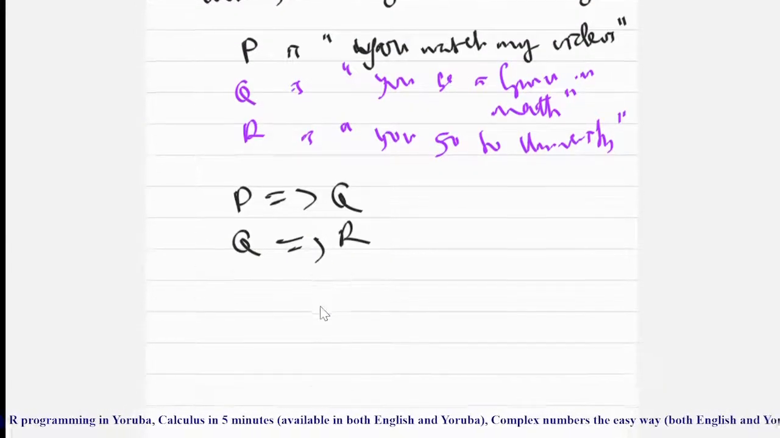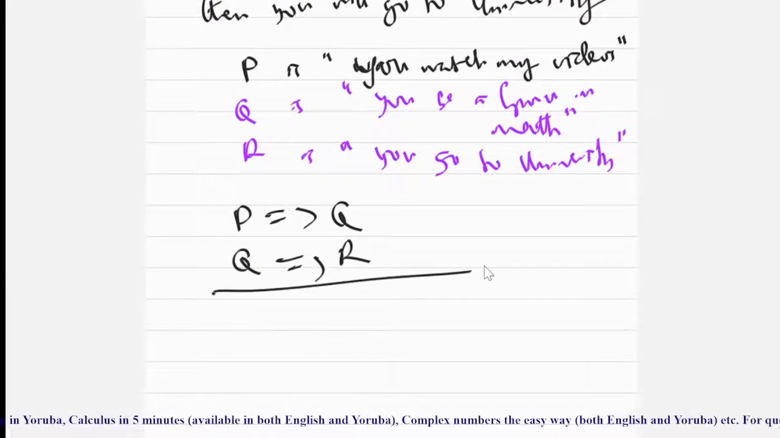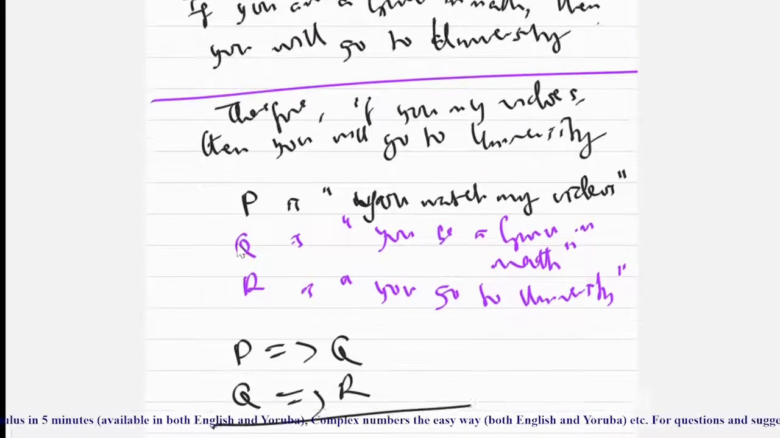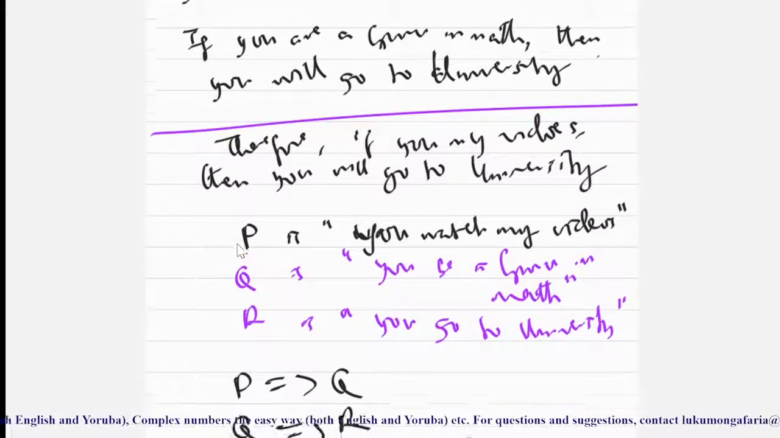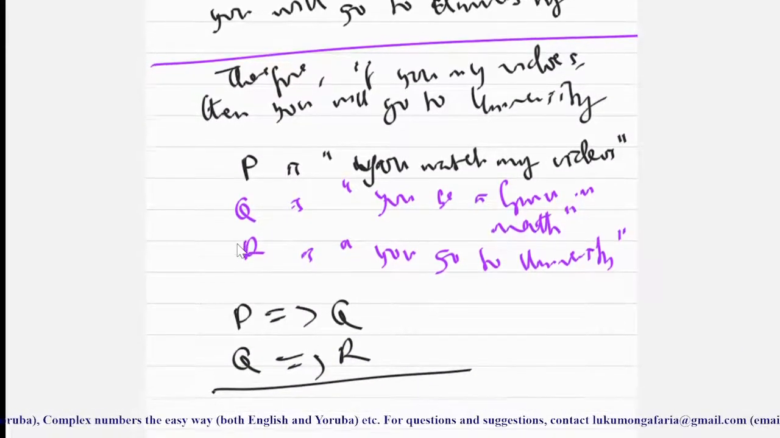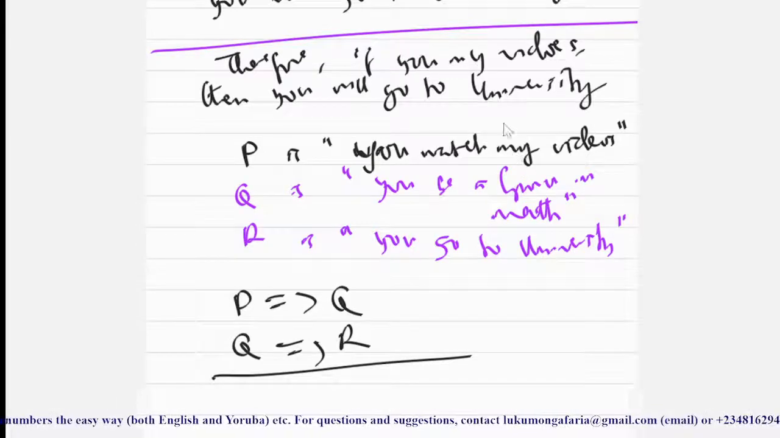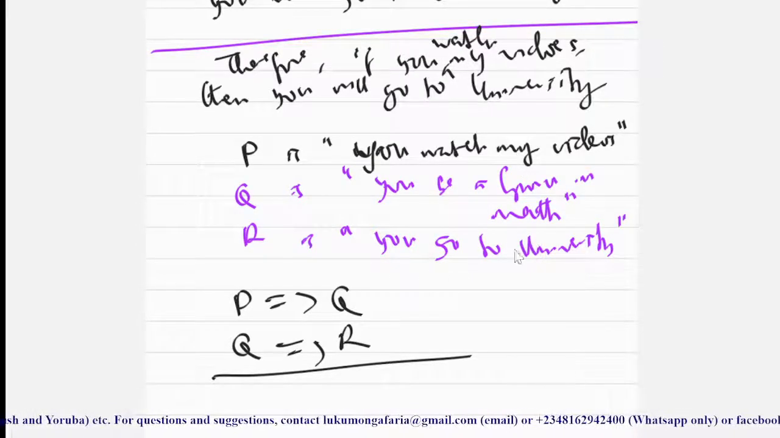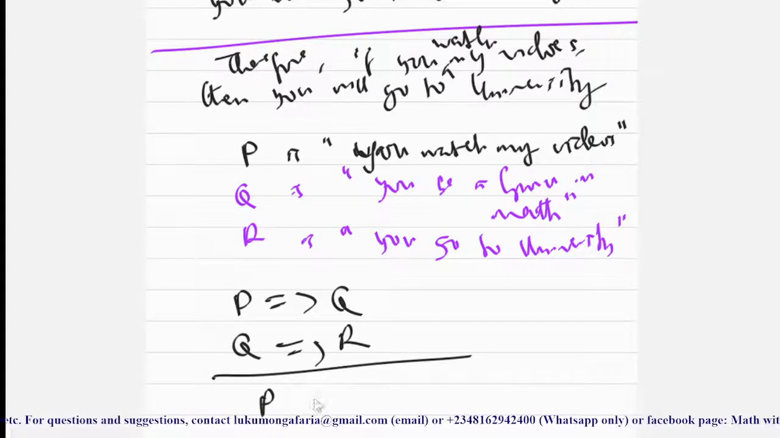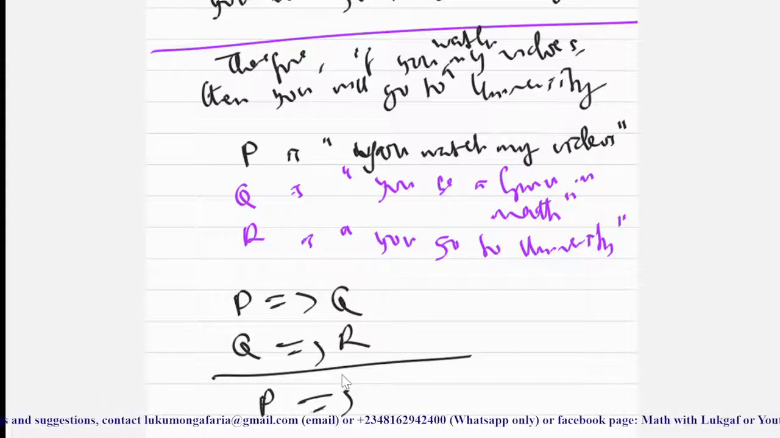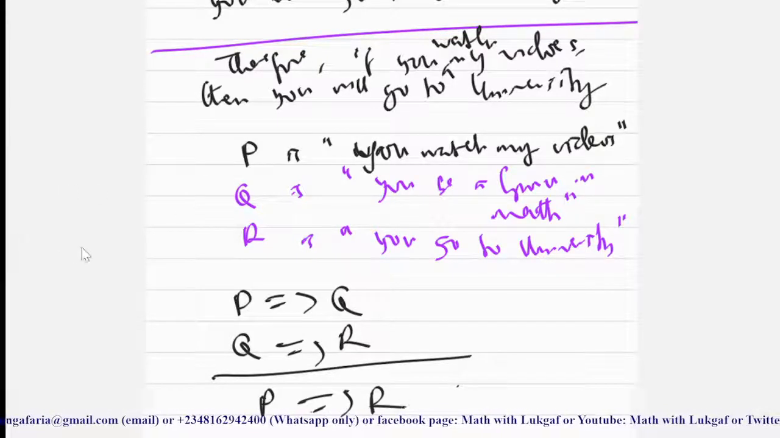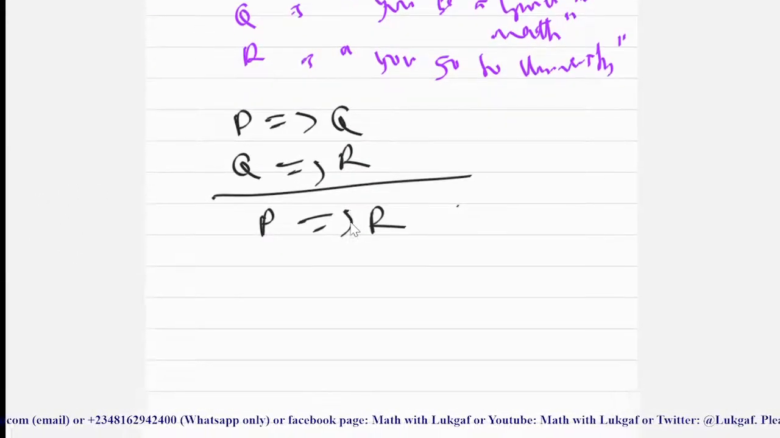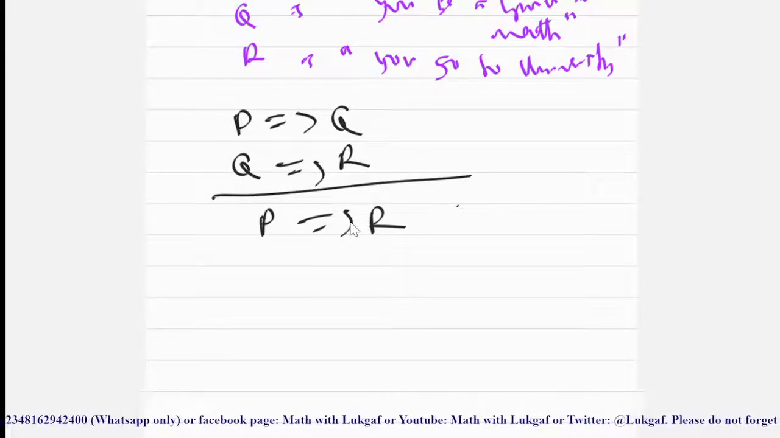Then after that is your conclusion. Don't forget, the moment they draw a line like this, it is your conclusion. This is an argument form. Okay, now what is your conclusion? Therefore, if you watch my videos, that is P, then implies you go to university, implies R. We call this type of argument or reasoning a transitive reasoning.